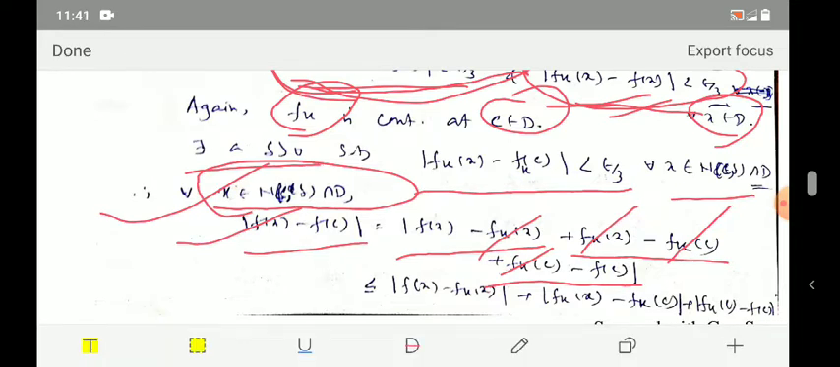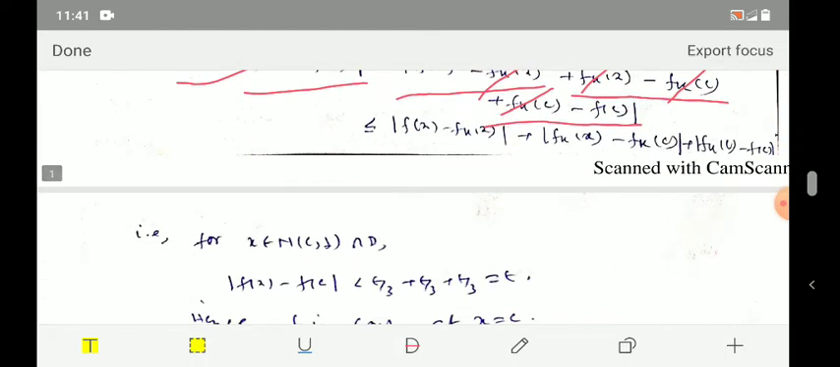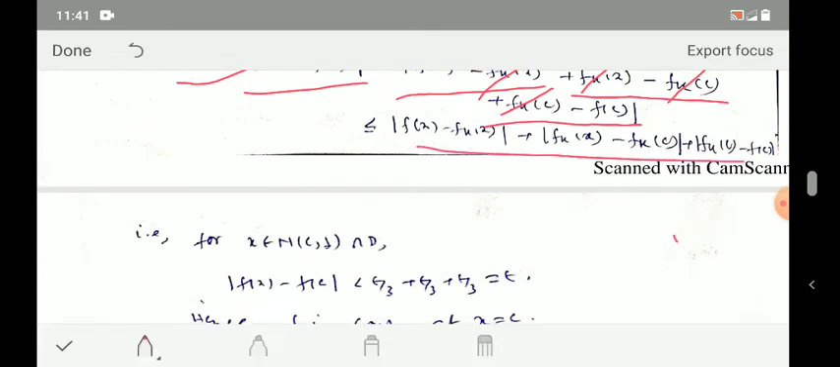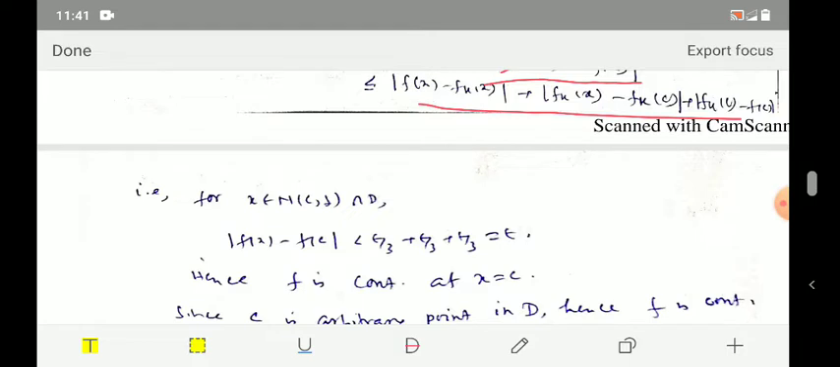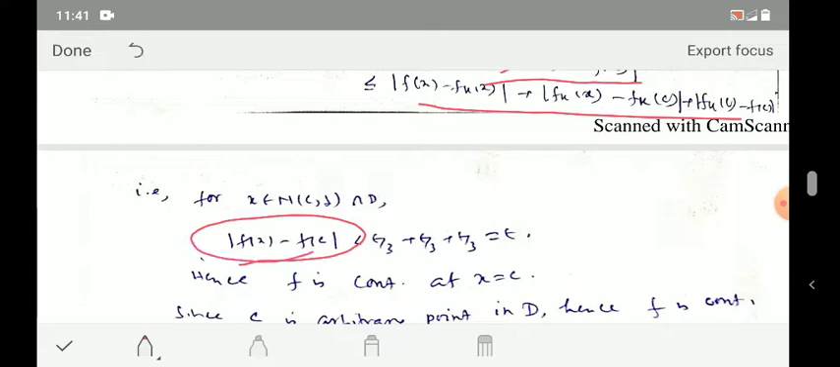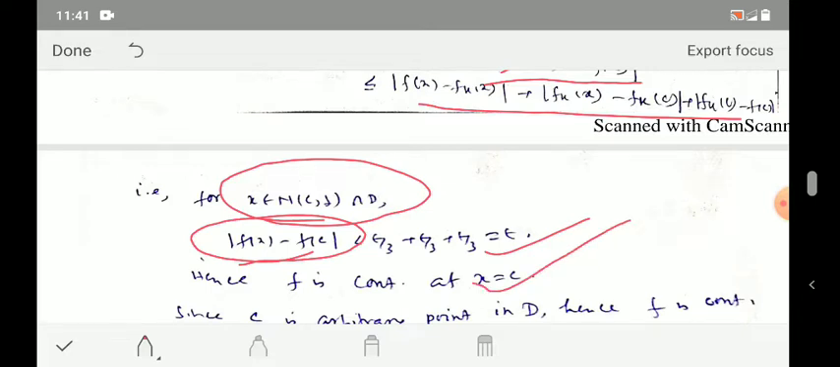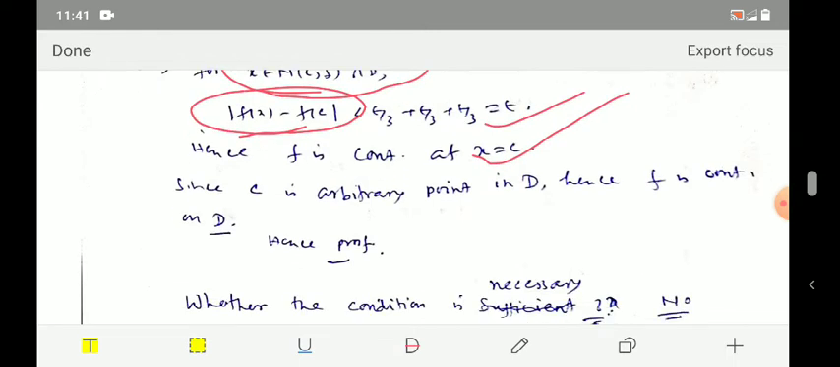Therefore by the triangle inequality we get this is less than or equal to mod of f(x) minus fk(x) plus mod of fk(x) minus fk(c) plus mod of fk(c) minus f(c). All the terms are less than epsilon by 3, which we already got. Therefore there are three terms, so mod of f(x) minus f(c) is less than epsilon whenever x belongs to N(c, delta) intersection D. Therefore we can say that f is continuous at x equal to c. Since c is any arbitrary point of D, f is continuous on D.